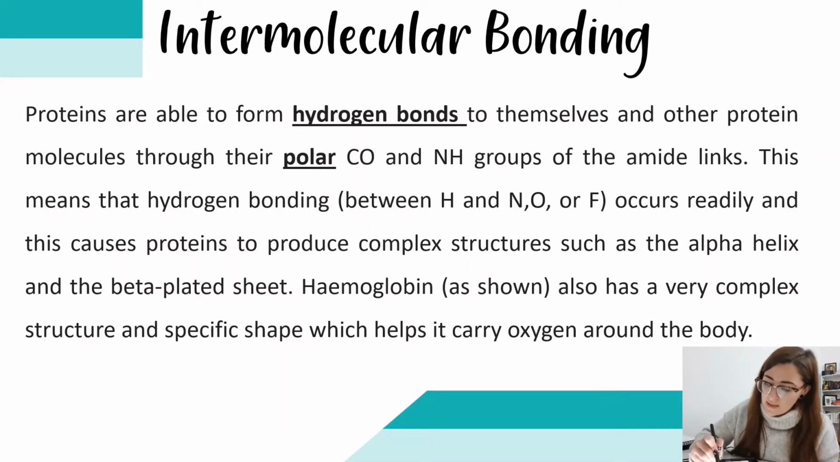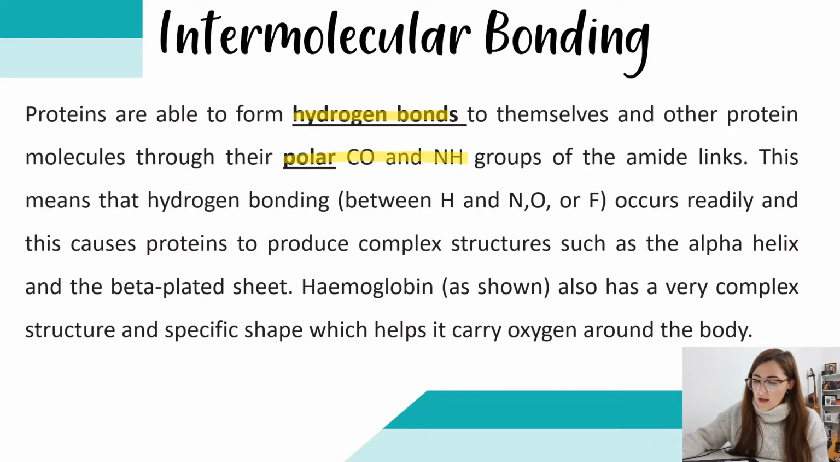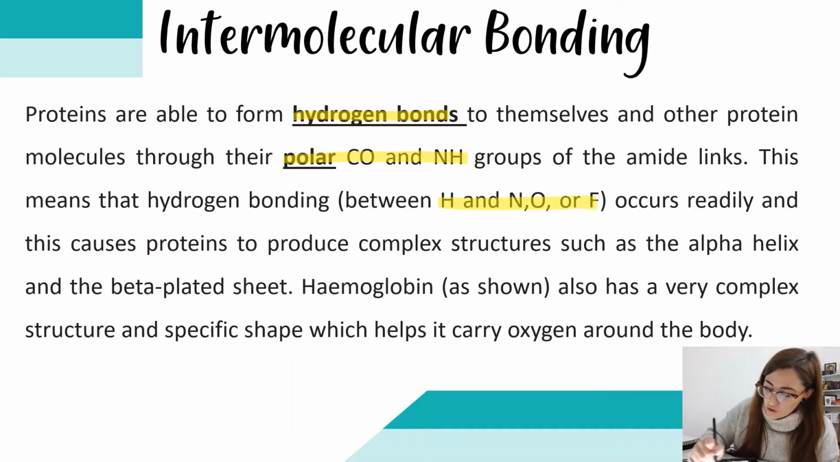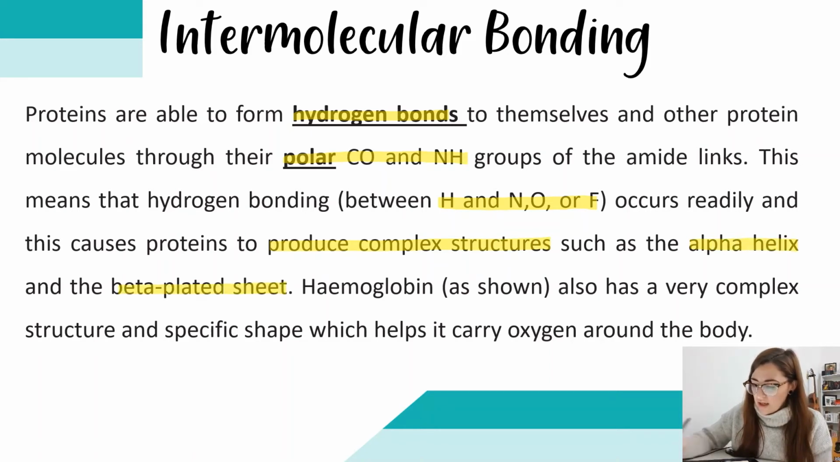Proteins are able to hydrogen bond to themselves and other proteins through their polar CO and NH groups. This means that the hydrogen bonds between H, N, O or F occur readily, and this causes proteins to produce complex structures such as the alpha helix and the beta pleated sheet. Hemoglobin, as shown, also has very complex structures and specific shapes which help it carry oxygen around the body.